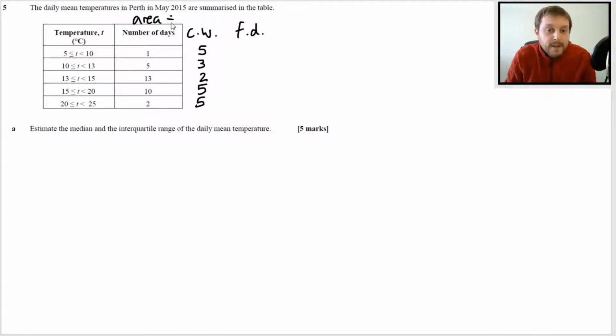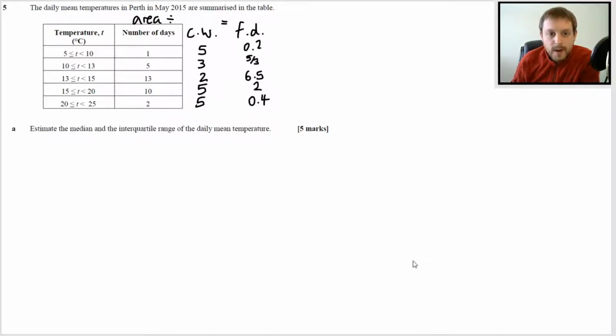If I do area divided by class width, I get frequency density, right? Because these two things multiplied together make the area. So 1 divided by 5 is 0.2. 5 divided by 3, I'm going to leave that as 5/3 because I want it to be written exactly. 13 over 2 is 6.5. 10 over 5 is 2. 2 over 5 is 0.4.